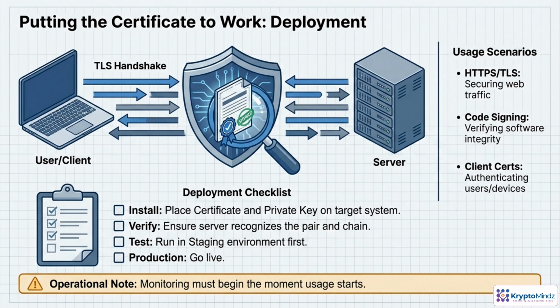Next, the system has to recognize the full chain of trust. The leaf certificate, any intermediates, and the trusted root all need to line up, so other parties can verify them during a TLS handshake or signature check.